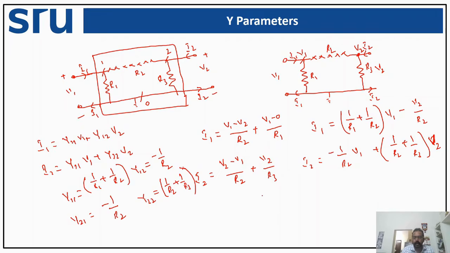If we assume that R1 equal to R3, then we can write 1 by R3 plus 1 by R2 and 1 by R2 plus 1 by R3, right? By seeing this, what you understand here is that Y12 is equal to Y21. This happened only because our circuit has only passive elements. There are no dependent elements, right? So whenever Y12 is equal to Y21, we say that the circuit is a reciprocal circuit.